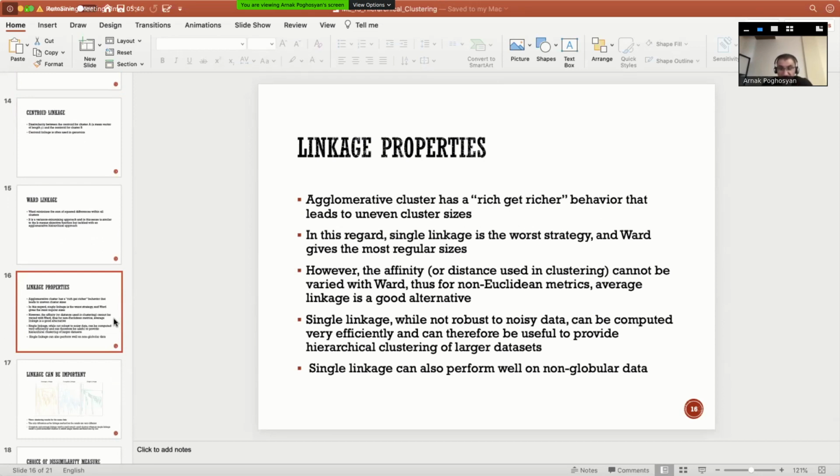But as usual, together with advantages, we always have disadvantages. So you need to try different approaches. You see single linkage is not robust to noisy data, because we are calculating the minimum, or in the other case, we are calculating the maximum. As I said, in the case of noisy data, it's not a very proper way to calculate the corresponding distances between clusters.